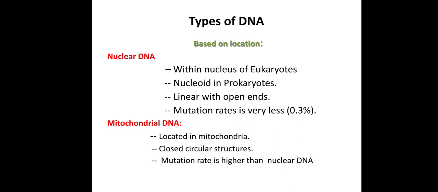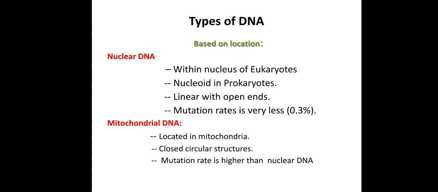And based on location, you can also say that there are other types of DNA, non-nuclear DNAs. For example, mitochondrial DNA, which is present in mitochondria, that's why it is called mitochondrial DNA or mtDNA. I am talking about animals here, and these are different from nuclear DNA because they are circular in nature. They are circular, they are closed.